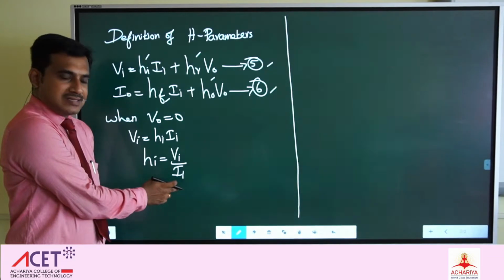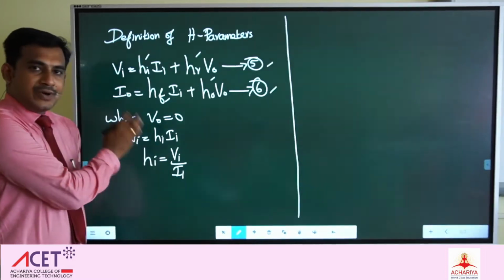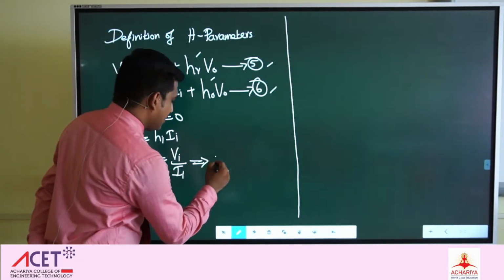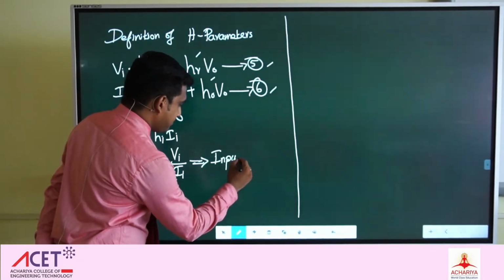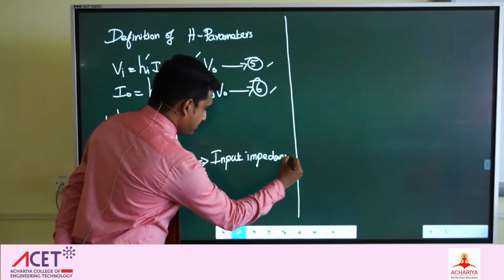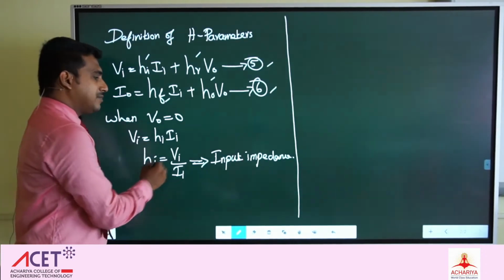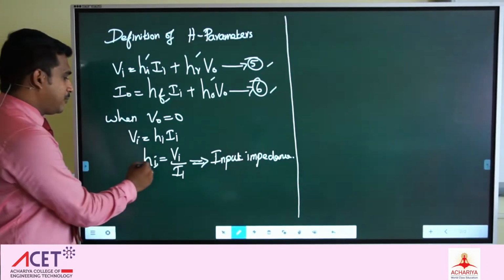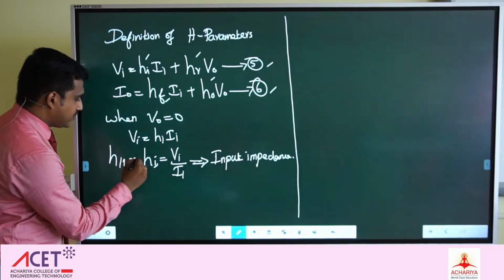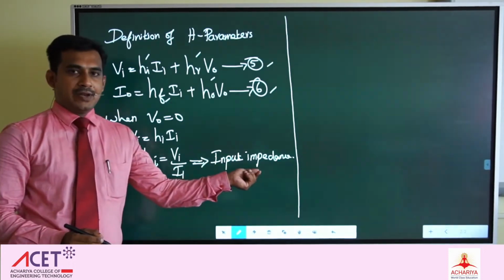Vi divided by Ii is nothing but voltage divided by current. Input voltage divided by input current is known as the input impedance of a circuit. That's why we named this parameter as Hi. Hi is nothing but the input impedance of a transistor. Input impedance Hi is equal to Vi divided by Ii, or we can write H11. H11 is equal to Hi is equal to Vi divided by Ii, that is equal to the input impedance of a circuit.